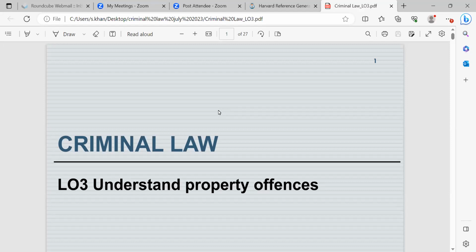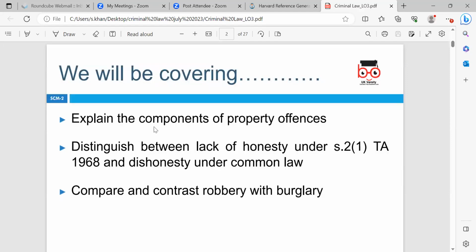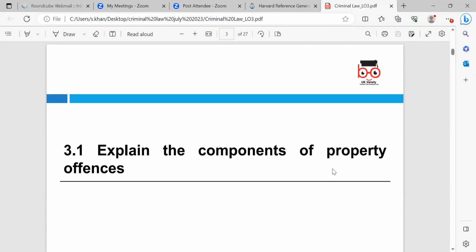And today we'll be looking at learning outcome 3, which is to understand the importance of property offences. So what we'll be covering today: we're going to look at explaining the components of property offences, distinguishing between lack of honesty under Section 2(1) of the Theft Act 1968 and dishonesty under common law. We're going to compare and contrast robbery with burglary. With all this, we will be referring to case law as well.